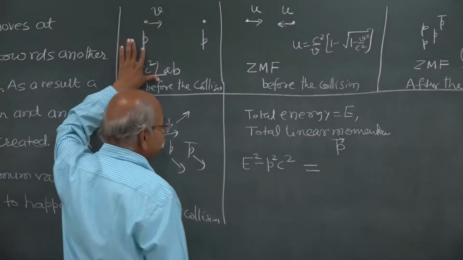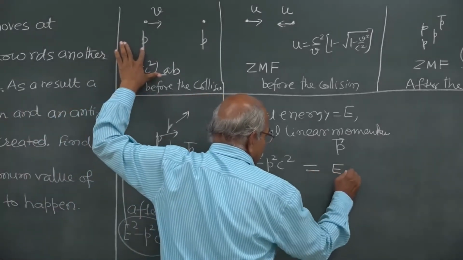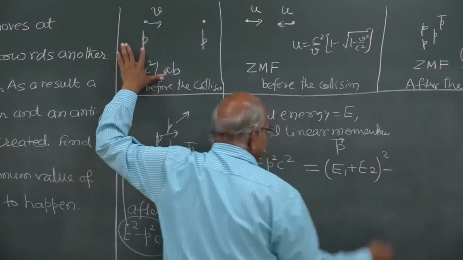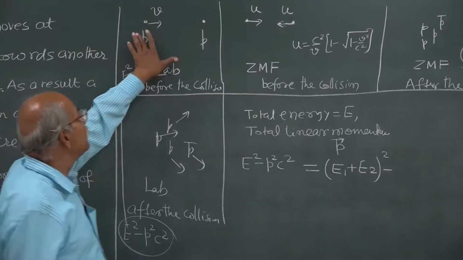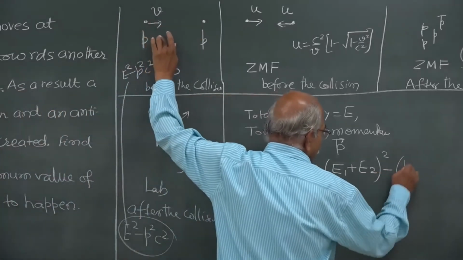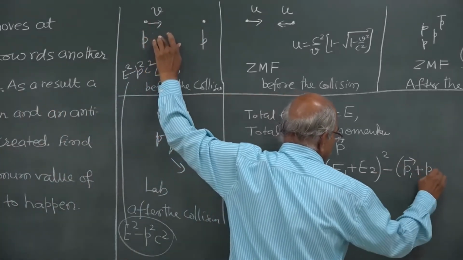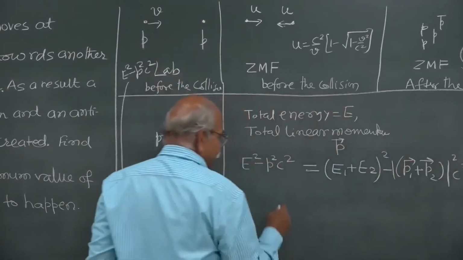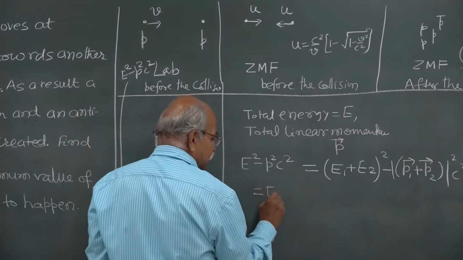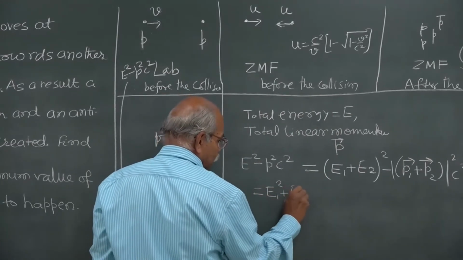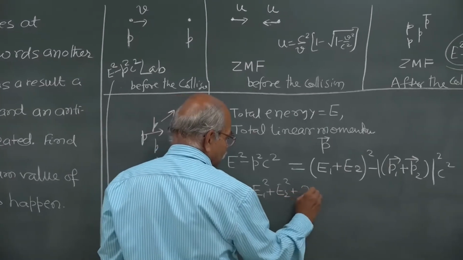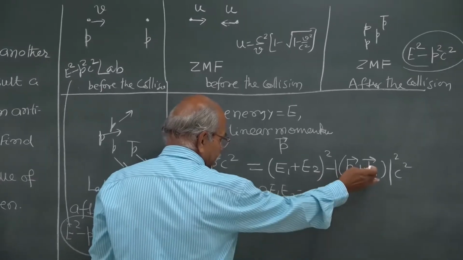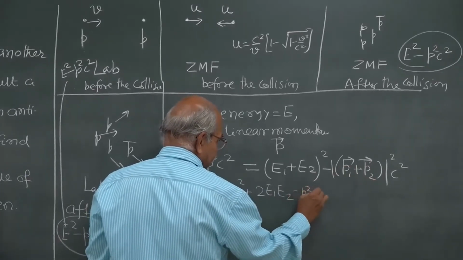So, what is E? Now you have two particles. So, you have E1 plus E2 square and minus P. P is again a combination of these two, P1 plus P2. Here P2 is 0, this is square C square, that is the quantity. So, this will be E1 square plus E2 square and plus 2 E1 E2, and then minus this P2 is 0. So, P1 square C square.